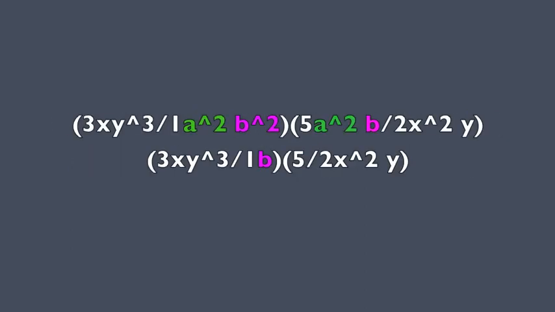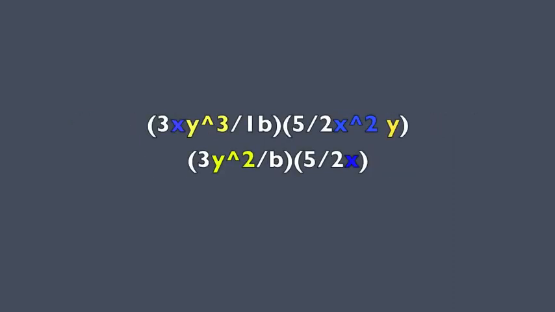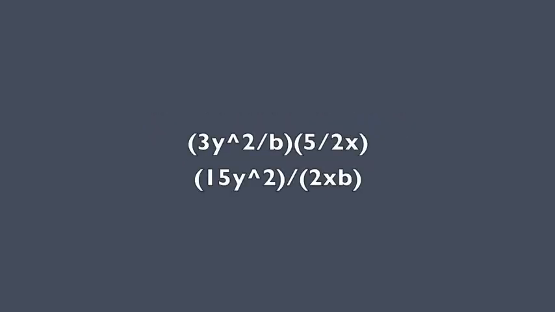So a squared cancels out with a squared, and the b cancels out with b squared, leaving a b in the denominator. The x cancels with x squared, leaving an x in the denominator. The y squared in the numerator and the y in the denominator can be divided by y, leaving y in the numerator. This leaves you with 3y squared over b times 5 over 2x. When you multiply across, you get 15y squared over 2xb.